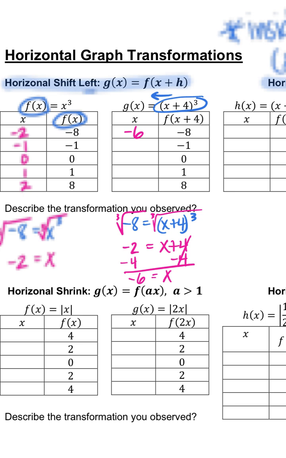So take the cube root and then move left 4 units. So the cube root of negative 1 is negative 1. Negative 1 minus 4 is negative 5. The cube root of 0 is 0. 0 minus 4 is negative 4. The cube root of 1 is 1. 1 minus 4 is negative 3. The cube root of 8 is 2. 2 minus 4 is negative 2.